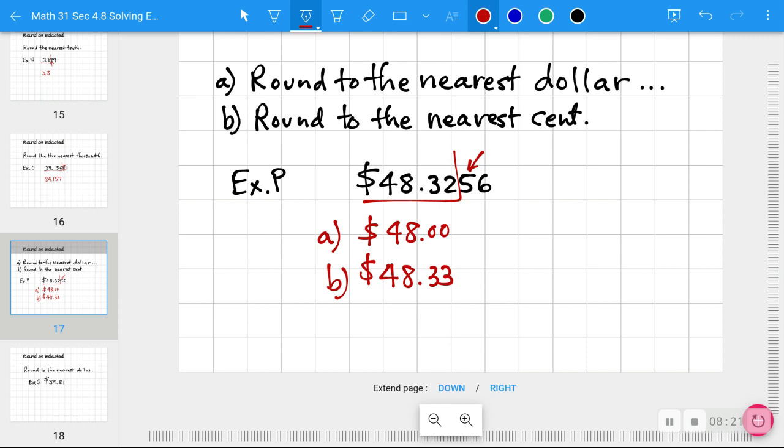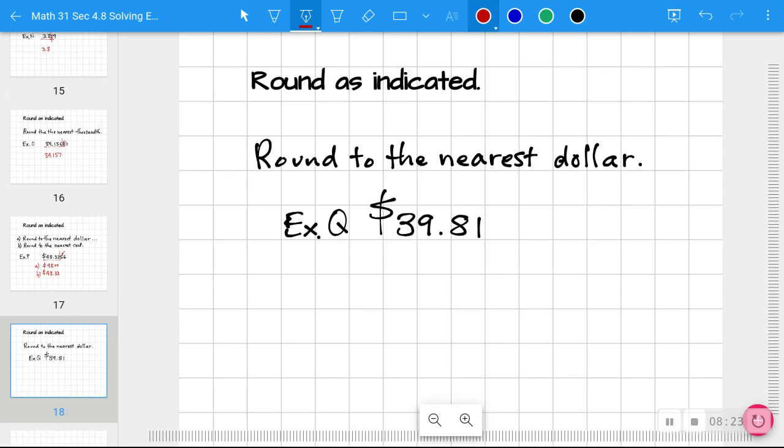Okay, example Q. We're supposed to round this to the nearest dollar, which should be right there, the whole dollars. And it's either 39 or we have to bump up to 40 if we do this. And sure enough, that 8 is enough to warrant that change, so $40.